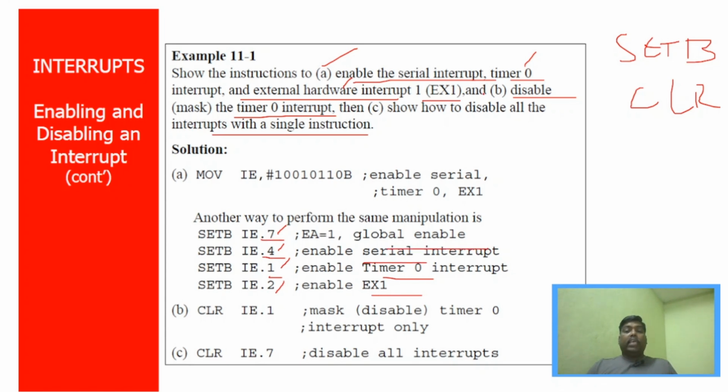Alright, and what is the next question? The next question is to disable timer 0. Timer 0 is, as we know, IE.1, so we can use CLR IE.1, which will mask, which will disable timer 0. Similarly, the question is how to disable all the interrupts in a single instruction. Very simple. We have to make the EA bit 0, so we can do that by using CLR EA. So this is very basic information you have to know about interrupts before seeing how to program the interrupts.